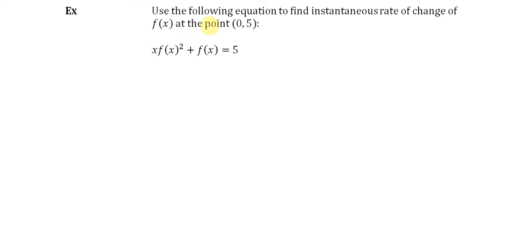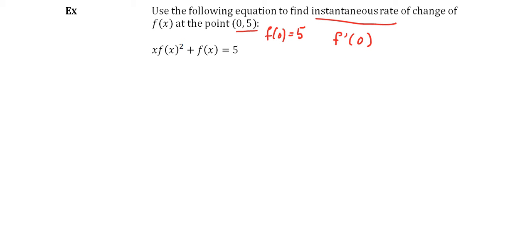So we want to find the instantaneous rate of change at the point (0, 5). What we're effectively doing is trying to find f prime of 0, and we are also given that f of 0 must be equal to 5. That's effectively the information that we're given. We're given that this equation is true, and we're told to find f prime of 0.